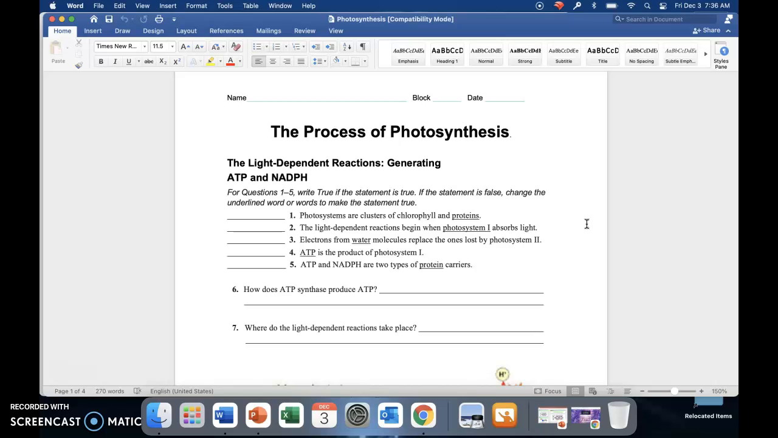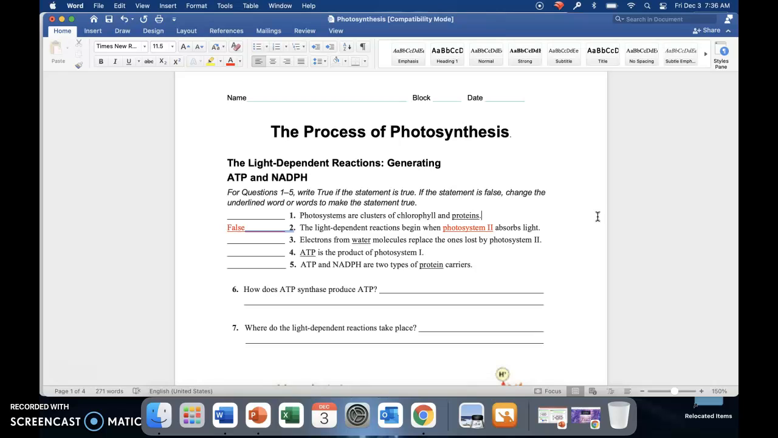Our second question was, the light-dependent reaction begins when photosystem 1 absorbs light. This is our first false statement. It is not photosystem 1. This is one of those weird things that I can't really explain to you, and sorry for that, but it is actually photosystem 2 that we start with. Then we go through the electron transport chain, and then photosystem 1.